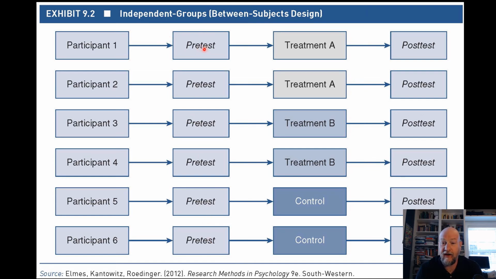And then they are assigned to one of three conditions: treatment A, treatment B, or the control condition. And then everybody receives a post-test to see how they changed in the measurement of the dependent variable by virtue of the treatment or lack of treatment in the control group. But what you can track here is that every participant only goes to one level of the independent variable.